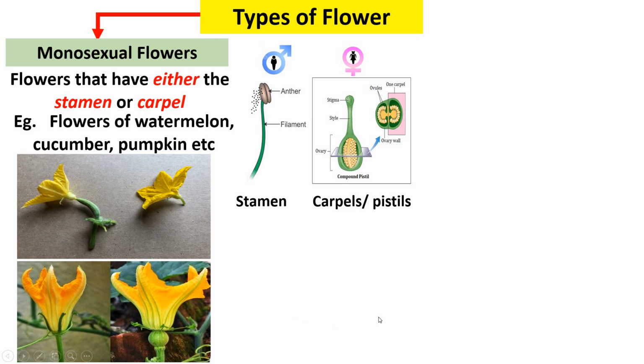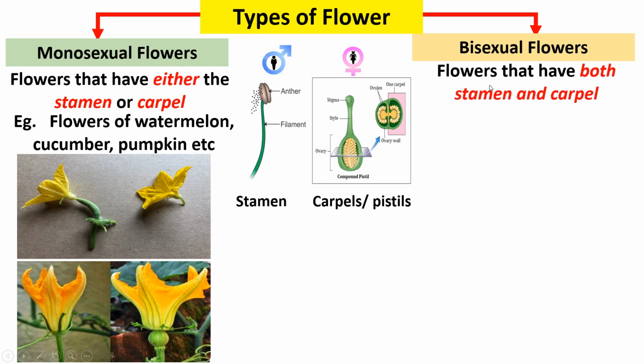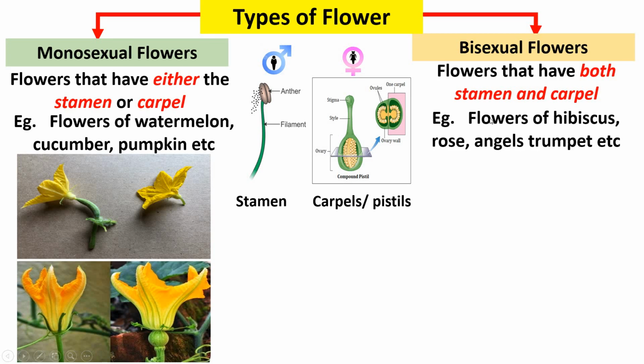Okay, now the other type of flower is called bisexual flower. Bi means two. Okay, so both the sexual parts, that is stamen and carpels, are present in this type of flower. So flowers that have both stamen and carpel are called bisexual flowers. So both these parts are present in the same flower. Some of the examples are flowers of hibiscus, rose, angel's trumpet. Remember, I showed you this angel's trumpet in our last class. They all contain both stamen and carpel in the same flower.